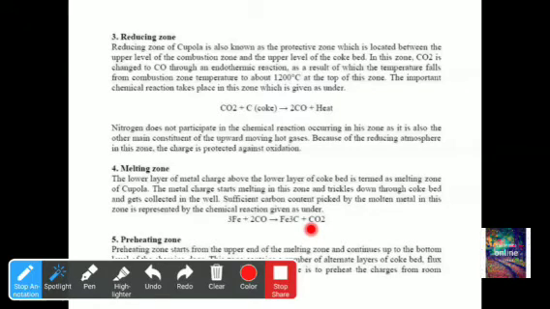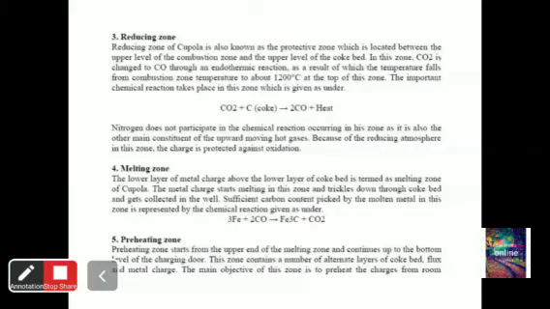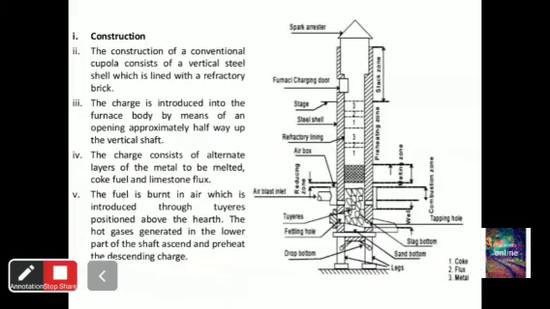So the first layer of the iron above the reducing zone is the melting zone, where the solid iron is converted into the molten state. A significant portion of the carbon is picked up by the metal, which also takes place in this zone. The hot gases are passed upward from the reducing and melting zones into the preheating zone.